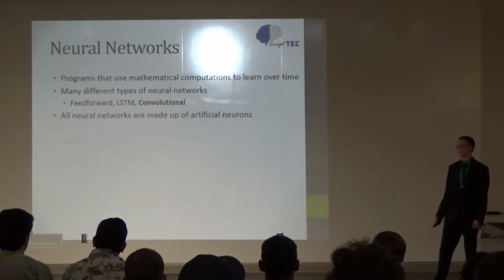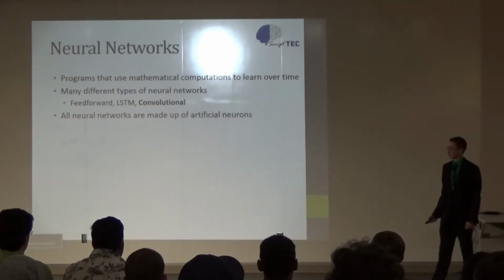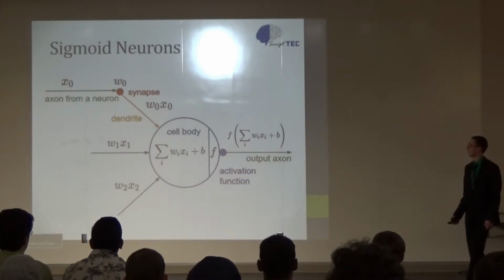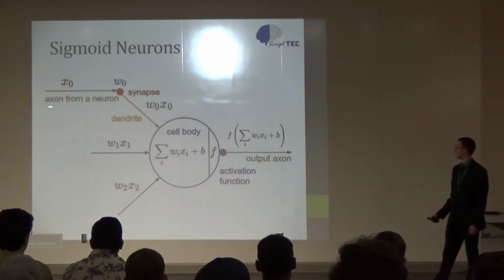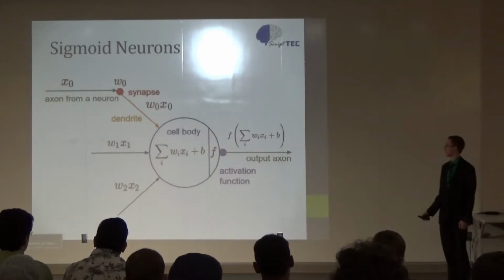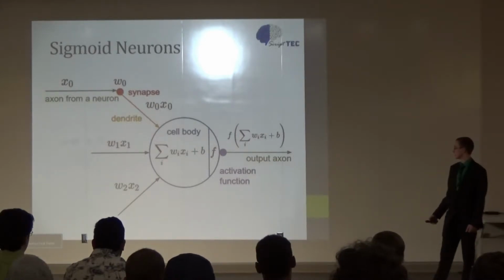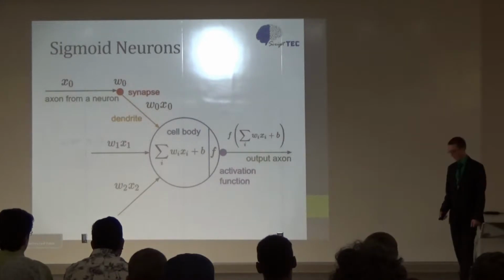And all neural networks are made up of artificial neurons, such as this sigmoid neuron. And as you can see, there are a bunch of inputs to the neuron, denoted by these X's, and then each input is multiplied by a weight, W. Now, that's all good. You have a bunch of inputs, they go into an activation function, but why is that important?